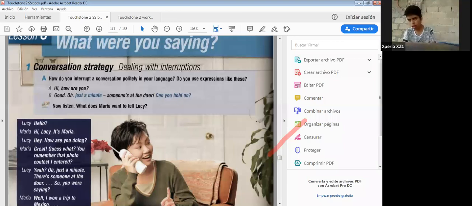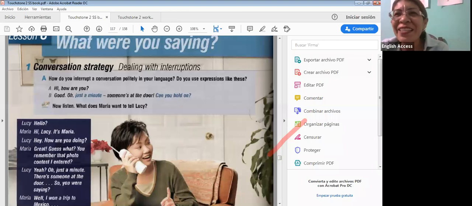Okay, well, so these are some expressions that we use in Spanish when we want to interrupt the conversation for a few minutes, a few seconds. And here it says to use expressions like this. We have a short conversation here. We have person A, person B. Okay, Aide, can you read letter A and Julio B, please? Yes.